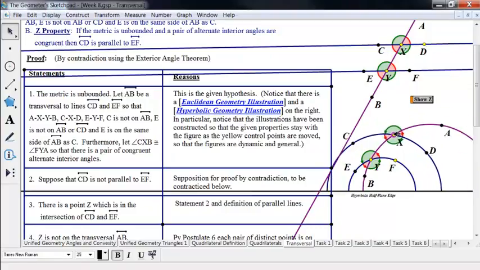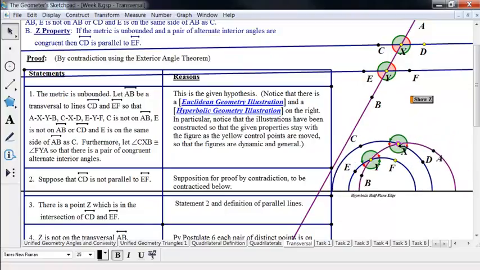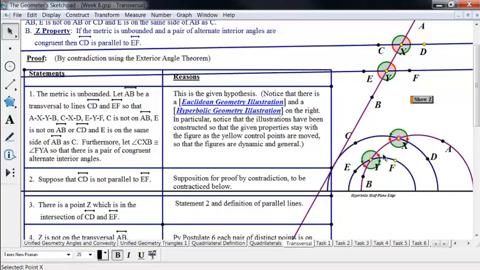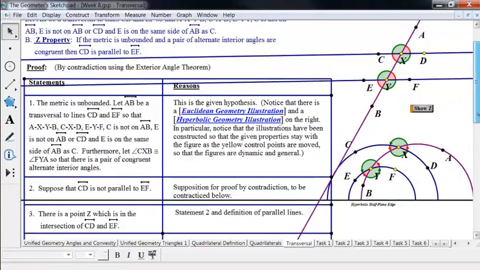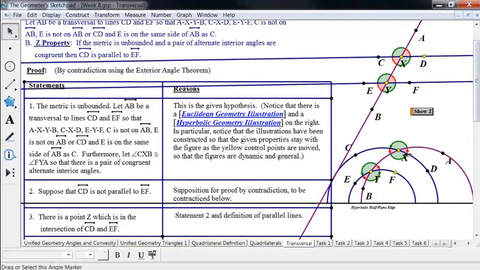Again, the yellow points will be the control points, and this was constructed in such a way that by using rotation commands and so forth, this angle right here, angle C to X to B, is the same size as the angle from F to Y to A. So these alternate interior angles here are constructed to be congruent.